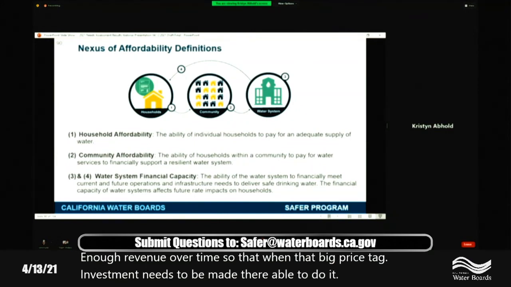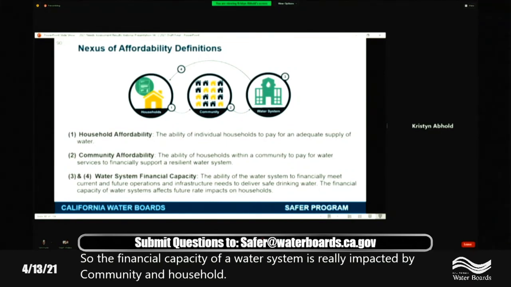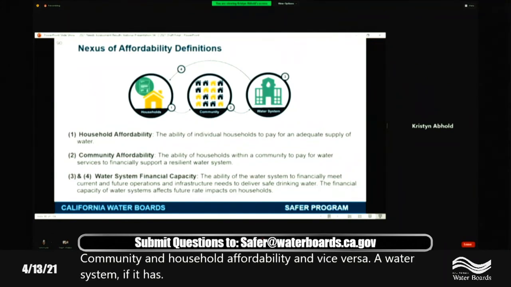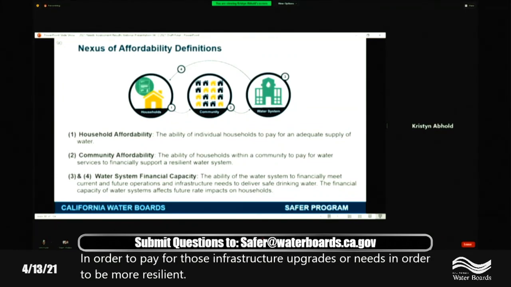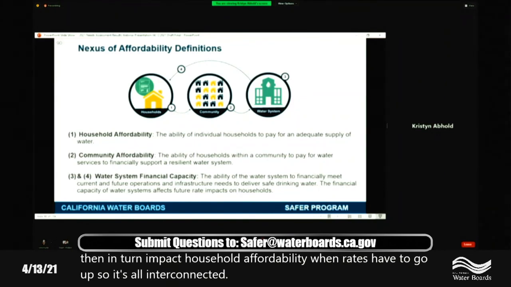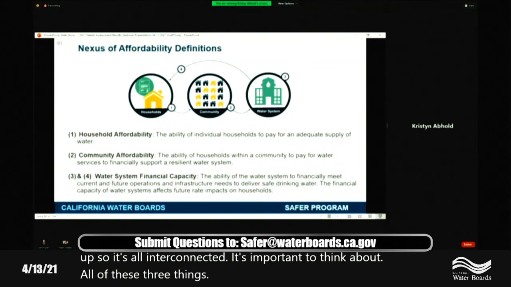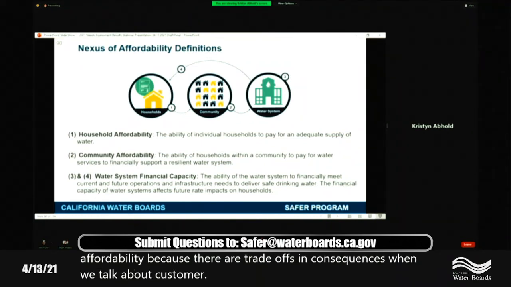So the financial capacity of a water system is really impacted by community and household affordability, and vice versa. A water system, if it has to raise its rates, its customer charges, in order to pay for those infrastructure upgrades or needs in order to be more resilient, in order to provide safe drinking water, may then in turn impact household affordability when rates have to go up. So it's all interconnected. It's important to think about all of these three things combined when we talk about affordability, because there are trade-offs and consequences when we talk about customer charges going up, down, being high or low.